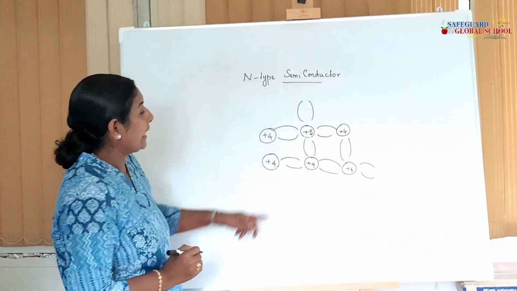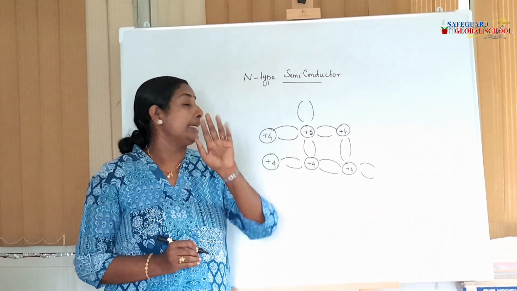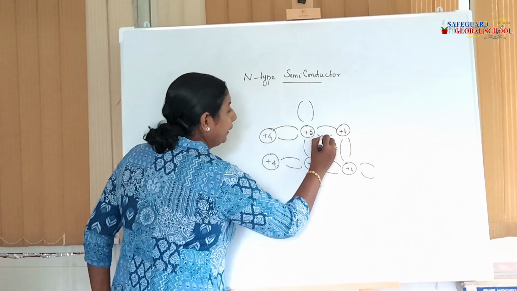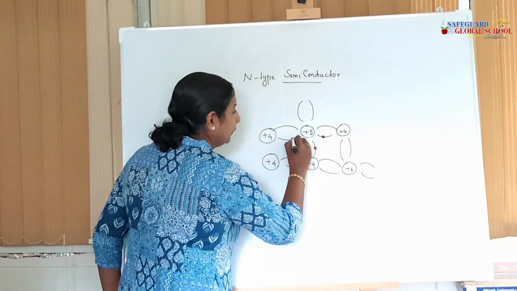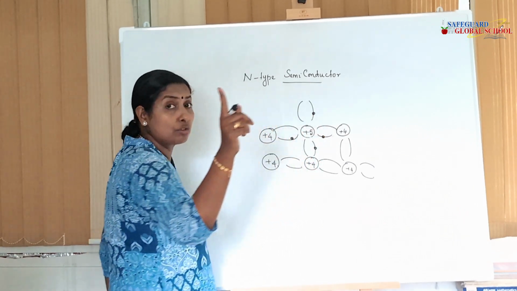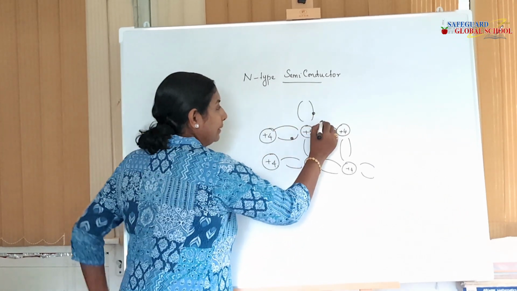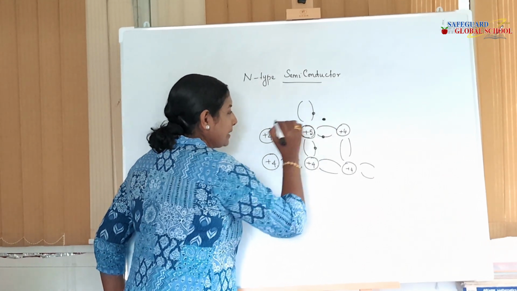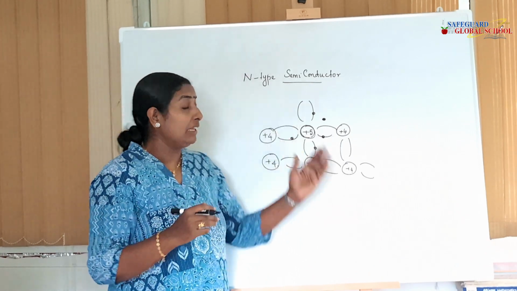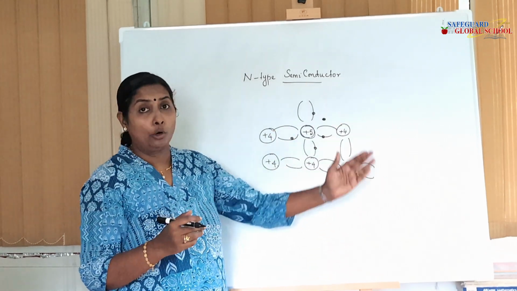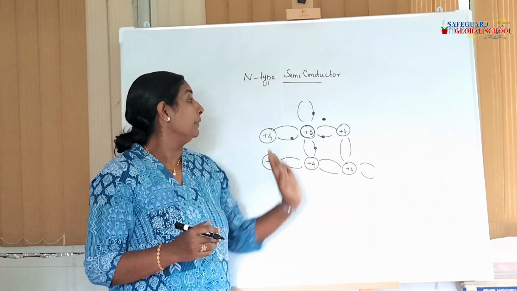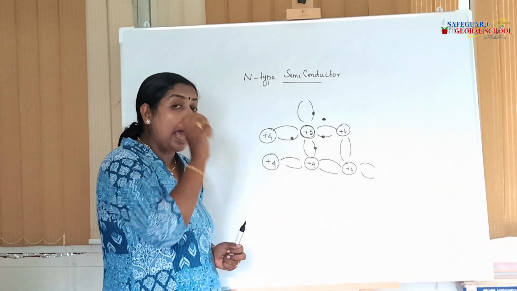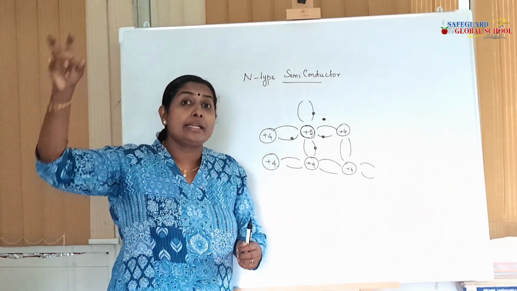So it has 5 electrons in its valence shell. 4 of the electrons get bonded with the adjacent silicon atoms. So what happens to the extra electron? It is freed into the lattice. So this pentavalent atom has 5 electrons, 4 are used for bonding and 1 is freed into the solid structure. This happens at many sites in the crystal.